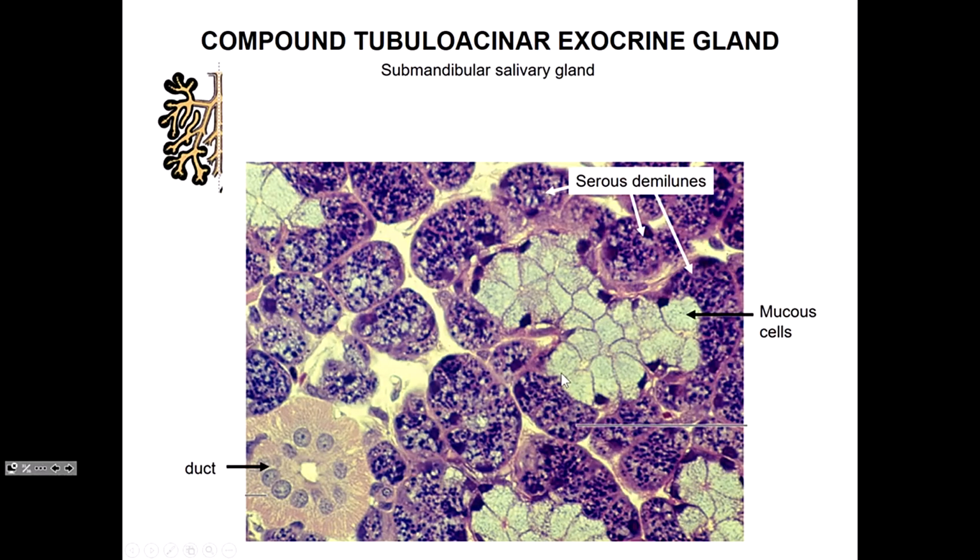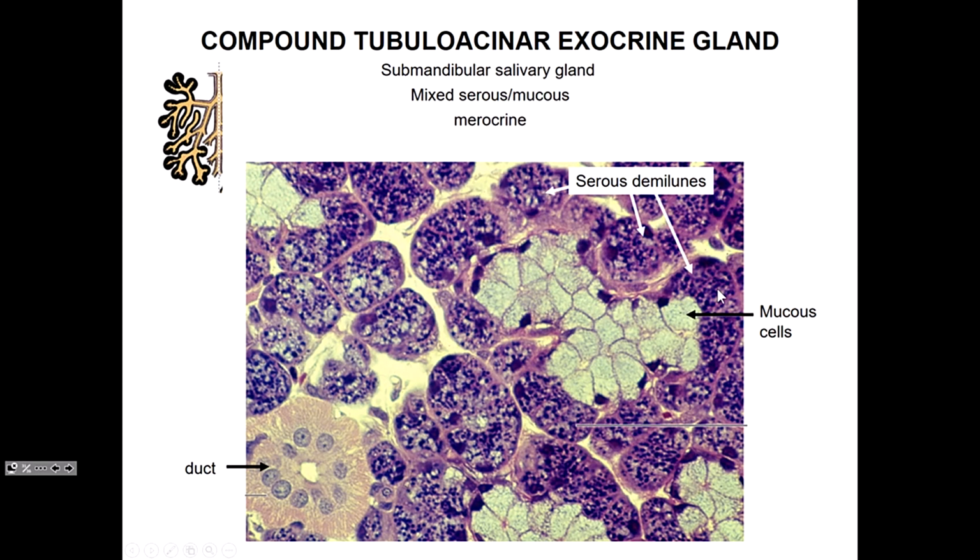Okay, and then sometimes we can have mixed mucus and serous together. So here in this submandibular gland, the duct is branched, okay? So that's compound. And then we have both a tubular component and an acina component. The glandular material is also mixed mucus, because the mucus material stains lighter. The darker stained material is typically serous. Okay, so that's a mixed serous mucus gland.